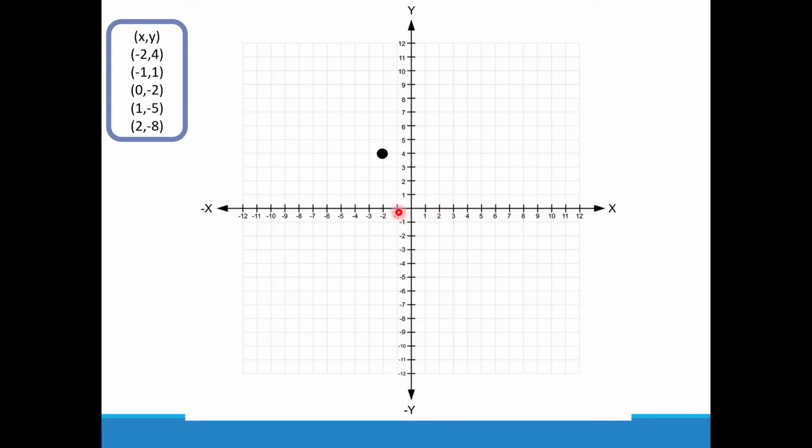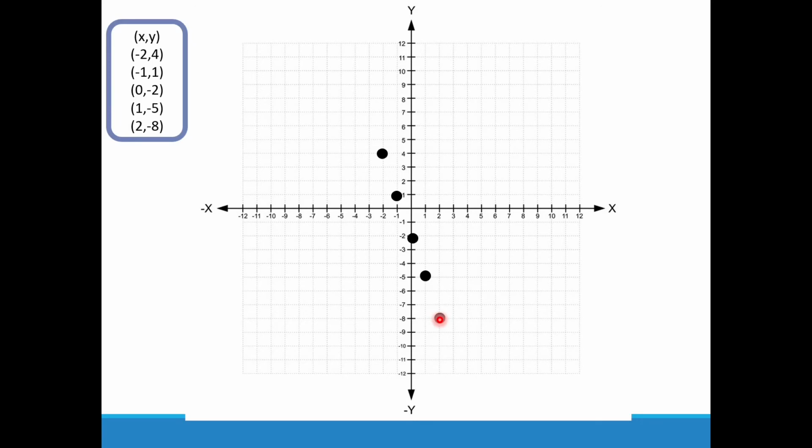Next one is -1 and 1. So there's 1, there's -1. Put your dot over there at the meeting point. 0 and -2. 0 for the x is in the middle over here. And then -2 is over here for the y. So at the meeting point, that means that you stay on the line and you actually just move it to -2 over there. Alright, then we have 1, which is your x, and -5 on your y, so you go down to -5, put your dot. Then we have 2 for x and -8 for y, so you go down until -8, put your dot.